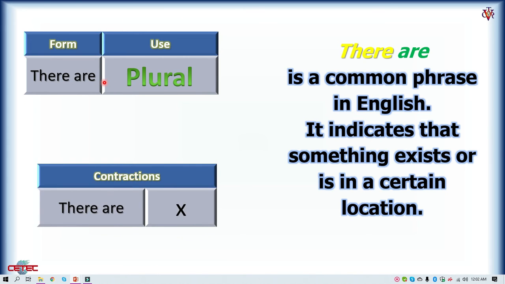Now, we have to check the form there are. Now, we use it for plural. There are is a common phrase in English. It indicates that something exists or is in a certain location. Here, the contraction doesn't exist. We have to write the whole sentence. There are.